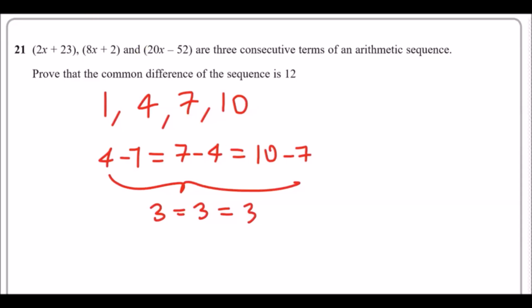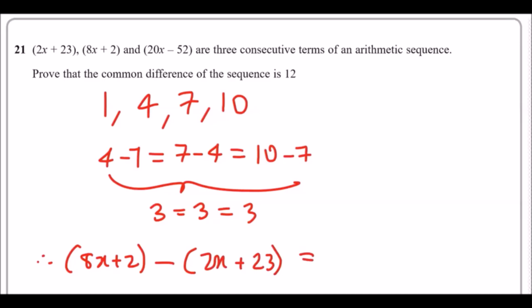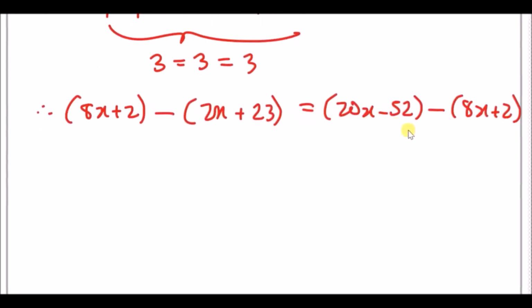So what we want to do here algebraically is subtract the common differences. So let's do 8x plus 2 minus the first term. So we're going to have something like 8x plus 2 minus (2x plus 23). And it has to equal the difference of the other side, so 20x minus 52, I don't need to put brackets by the way for the first terms, minus (8x plus 2). And it looks like we're going to try and find the value of x here.